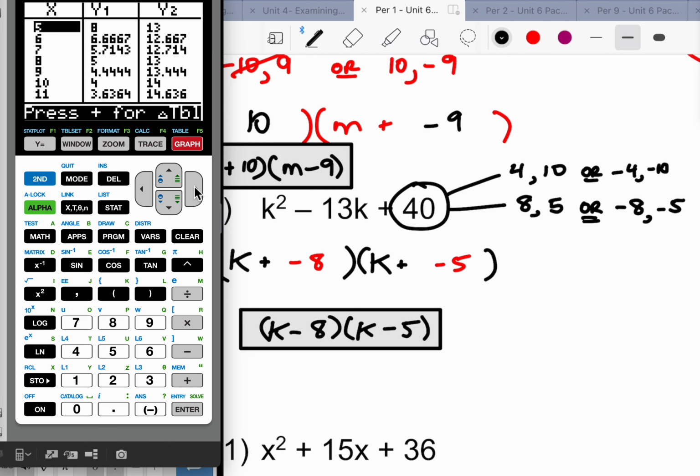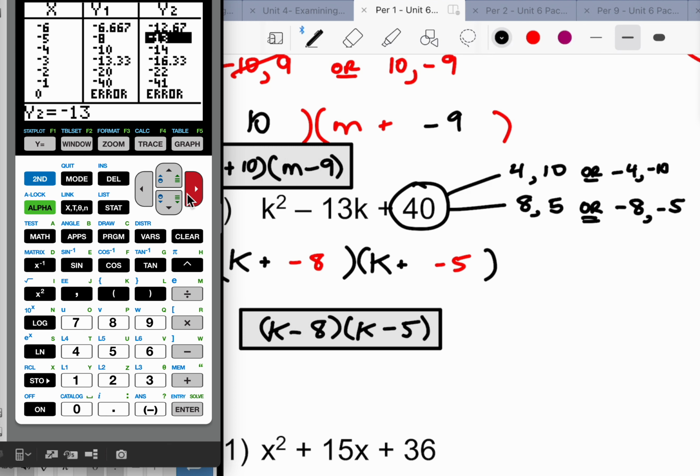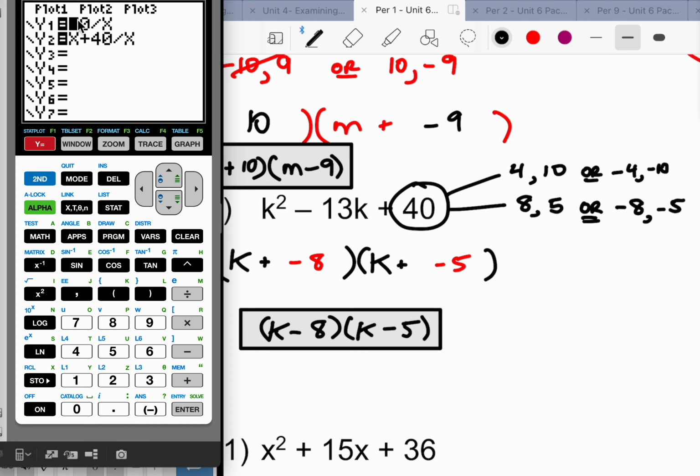But you just look down your Y2 column here, looking for any instance of a negative 13. And you go both ways, into the positive realm and the negative realm. Oh, there's my negative 13. And then there it is. You're good to go. So with this setup, if you have TI, you would only have to change that 40 into whatever the problem calls for.